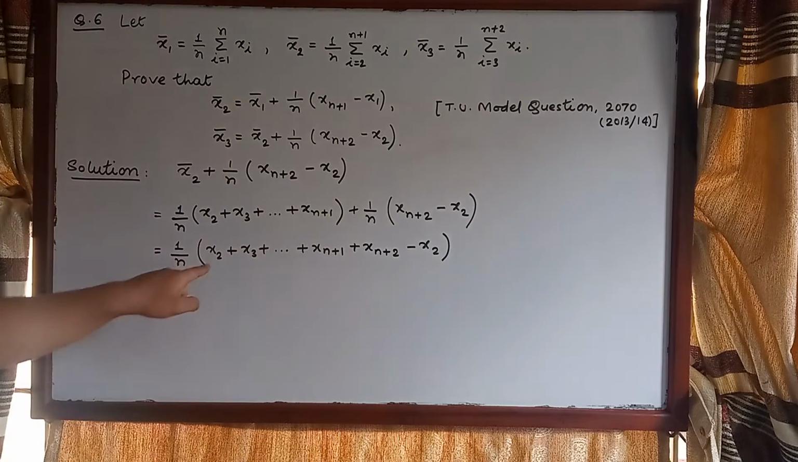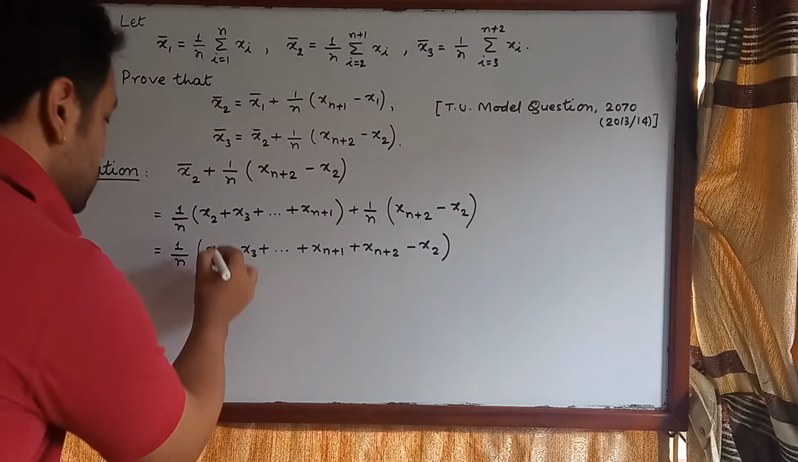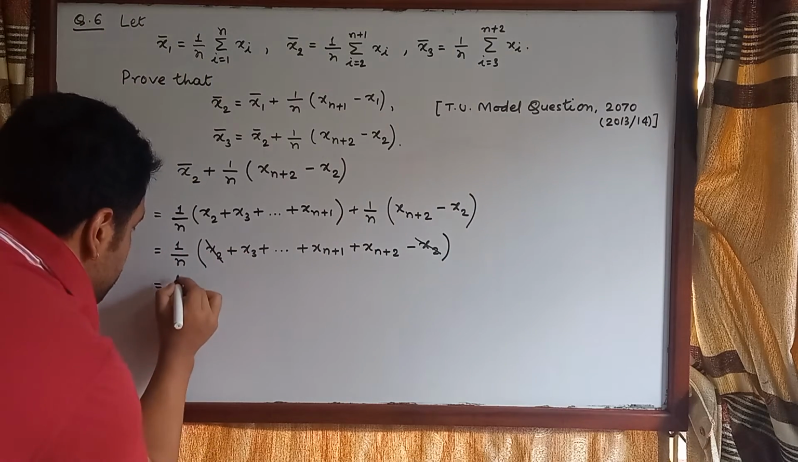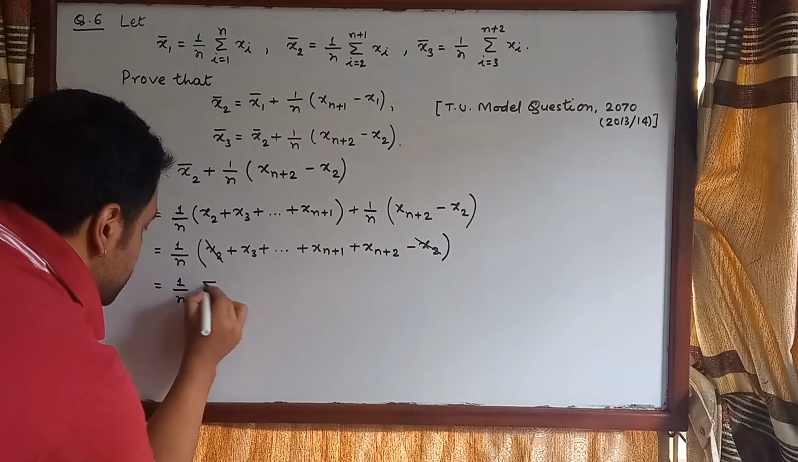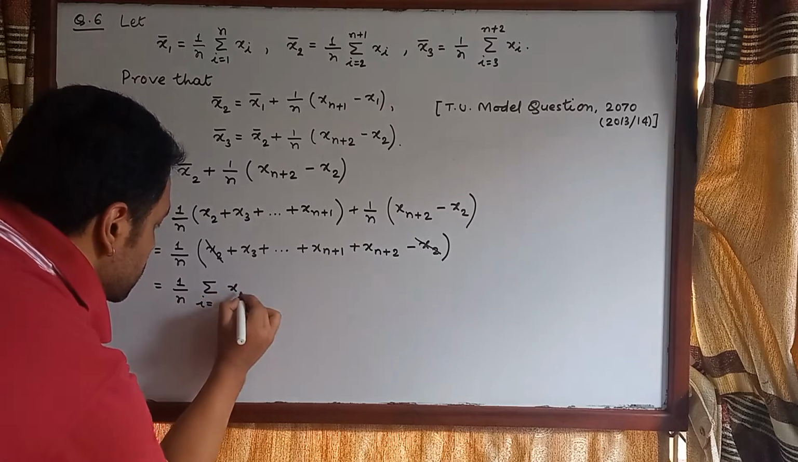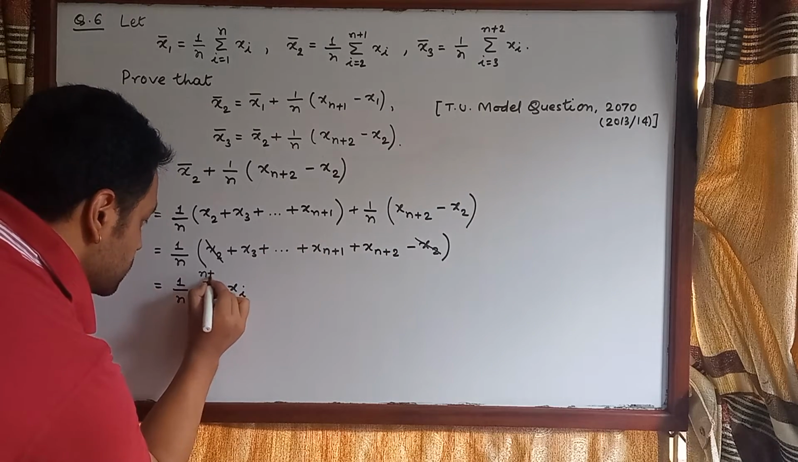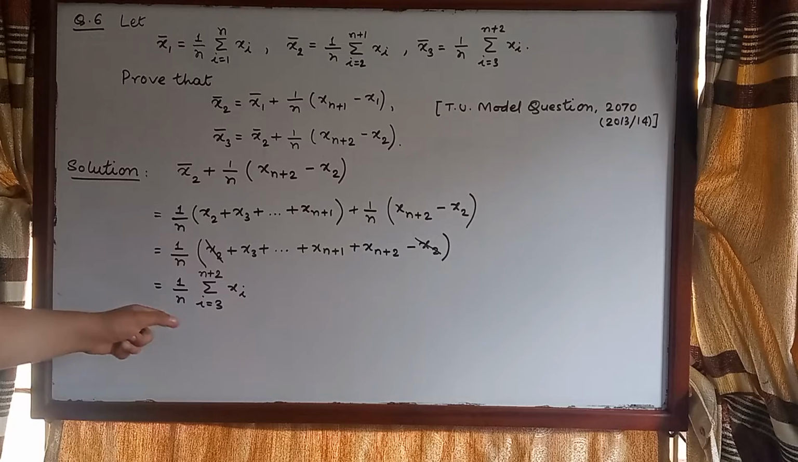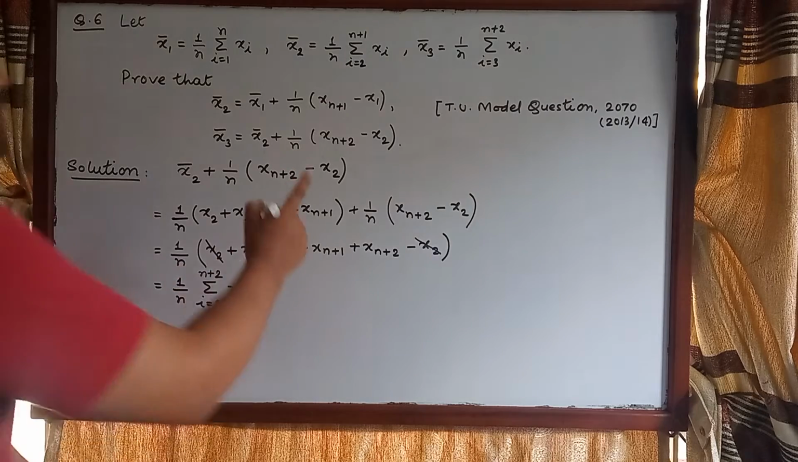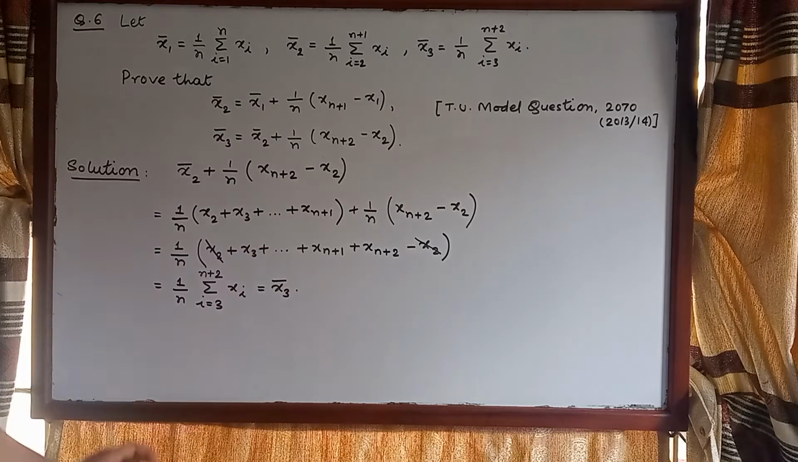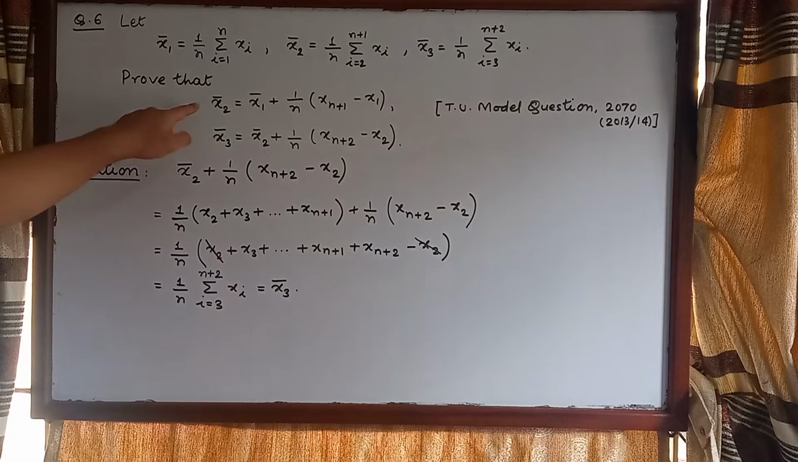Cancel out x2 with x2, and so we obtain 1 over n, the sum of terms from x3 to xn plus 2. Now this is equal to x3, just like in the first identity, just like for the proof of this identity. Alright, that's how you do it.